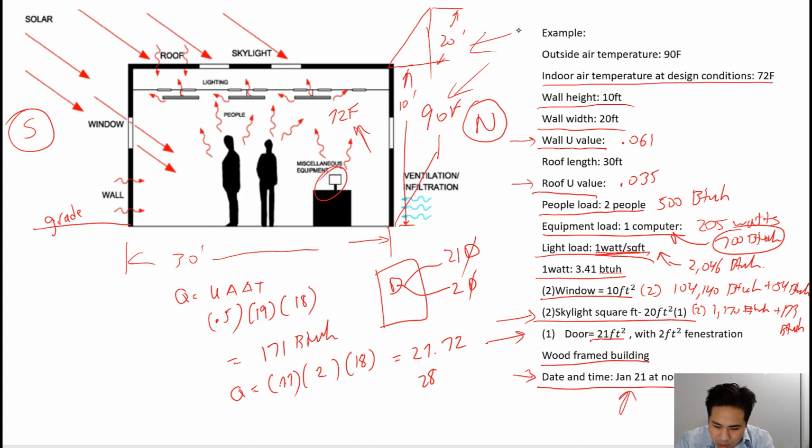So the total conduction through the door is going to be 171 plus 28, which is going to be 199. So it's going to be 200 BTUs per hour. And now we need to add the radiation heat through the window portion of the door.